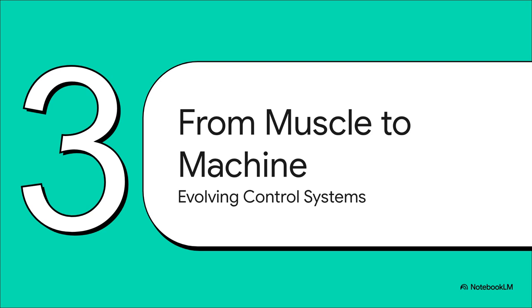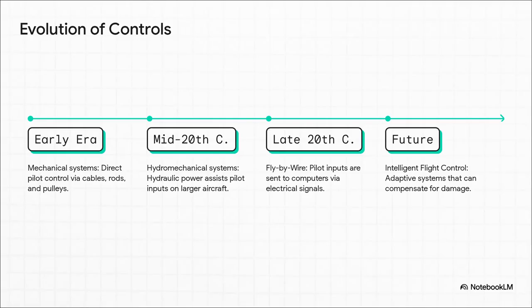So, they solved adverse yaw, but as planes got bigger and faster and heavier, a whole new problem cropped up. A human pilot, no matter how strong, just couldn't physically muscle these huge control surfaces around against the force of the wind. The systems just had to get smarter. And you can really see that evolution laid out here. It started simple, right? Just a direct connection of cables and pulleys from the cockpit to the wings, pure muscle power. Then came hydromechanical systems, where hydraulic pressure did the heavy lifting for the pilot. And that brings us to today's big airliners, which use fly-by-wire. The pilot isn't physically connected at all. They're just telling a computer what they want to do. And the future? We're talking about intelligent flight control, systems that can literally relearn how to fly after taking damage.